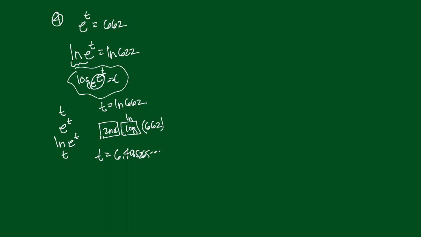6.49525, dot, dot, dot. But we are supposed to just round this to 3 decimal places. So 1, 2, 3, that number right there is below 5. So how about t equals 6.495.